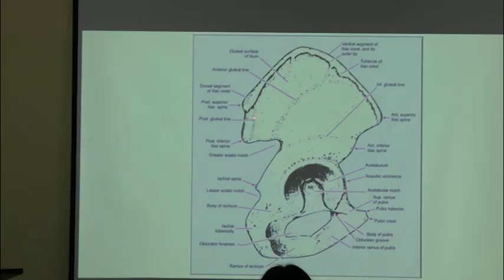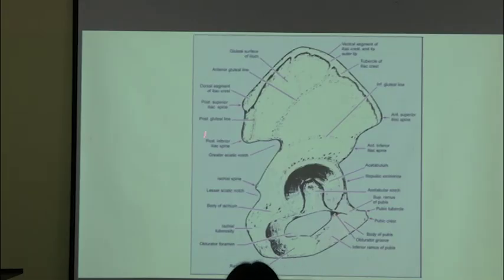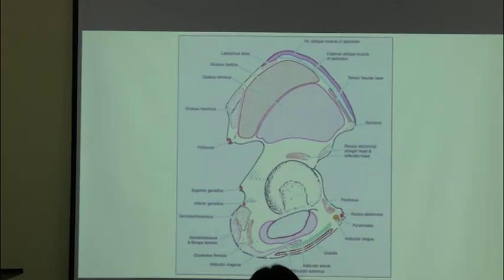So this is called the posterior gluteal line. Behind the posterior gluteal line, you can see the gluteus maximus muscle is attached here. This portion. Between the posterior gluteal line and the anterior gluteal line, the gluteus medius muscle is attached.